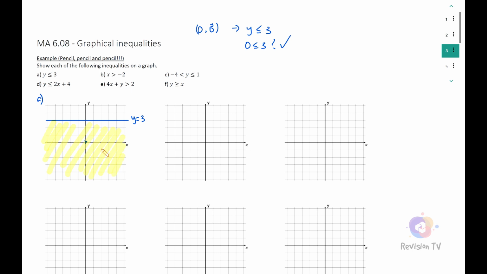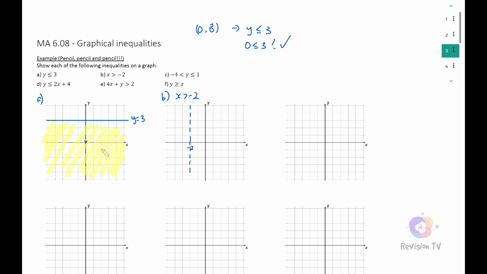Question B, x greater than minus 2. Now, greater than means it's going to be a dotted line or dashed line, whatever way you want to call it. So first of all, we make it equal. So x equals minus 2. So it's going to be a vertical line passing through minus 2. Now, it's going to be a dotted line.